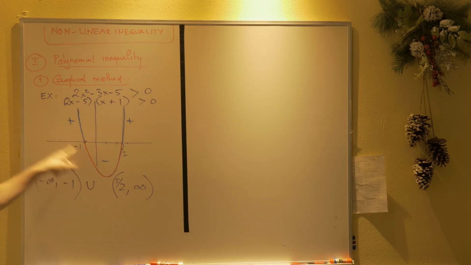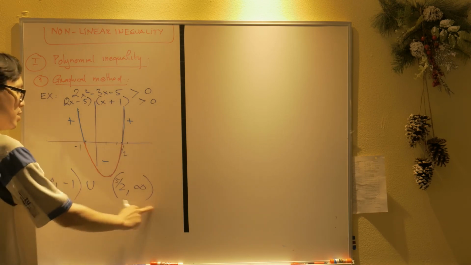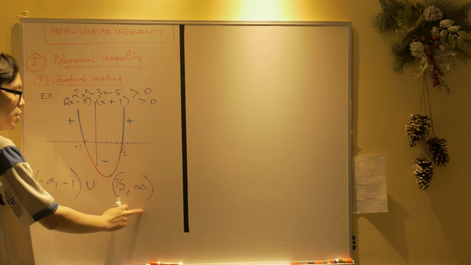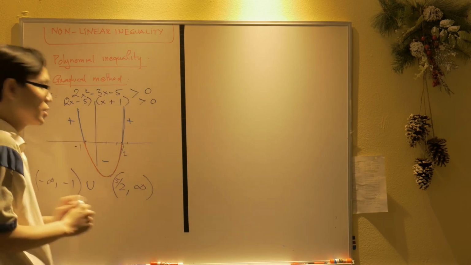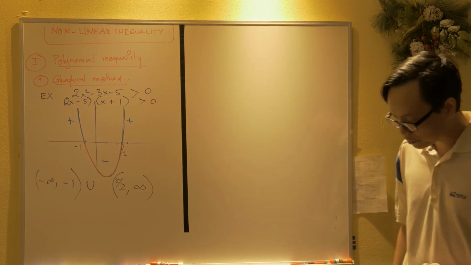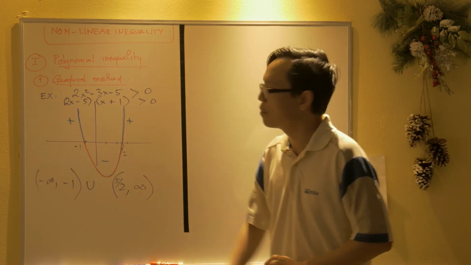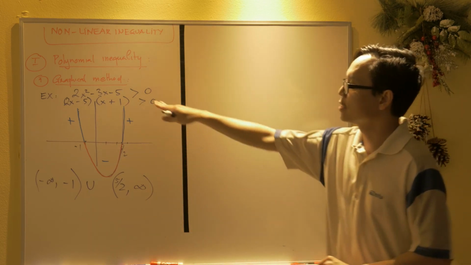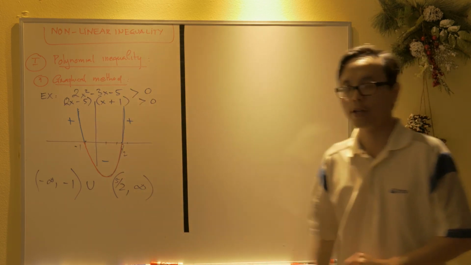Some students put negative 1 to negative infinity. It doesn't make sense. You have to put from the left to right: negative infinity to negative 1. So this is my interval notation answer for this inequality. So this is the solution. That is the graphical method when you solve a quadratic inequality, or in this case, a second degree polynomial inequality.